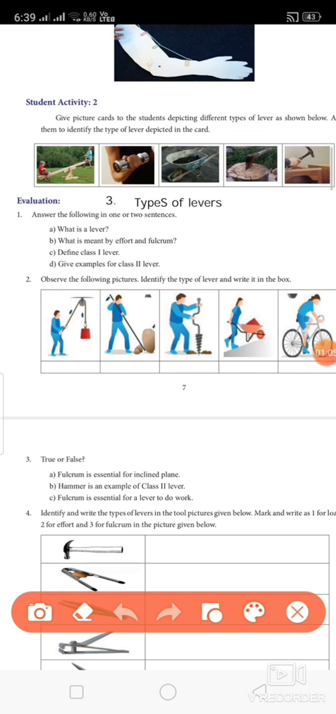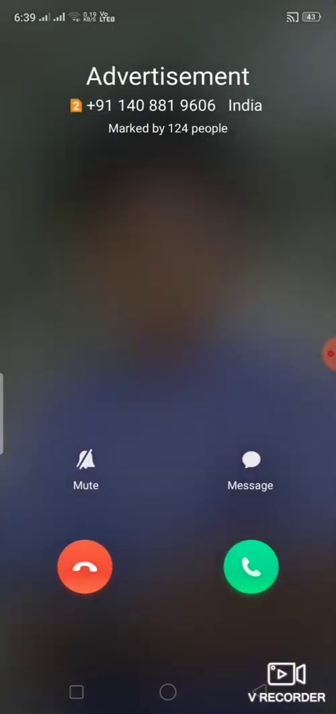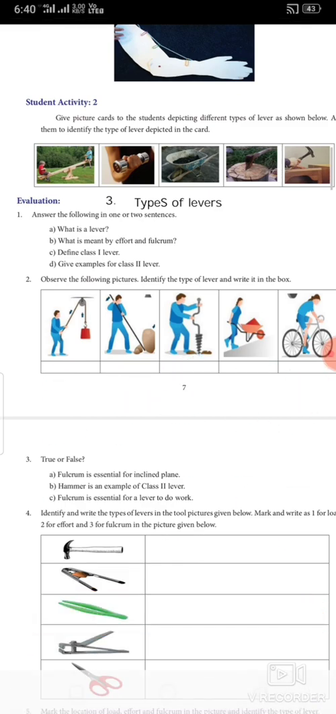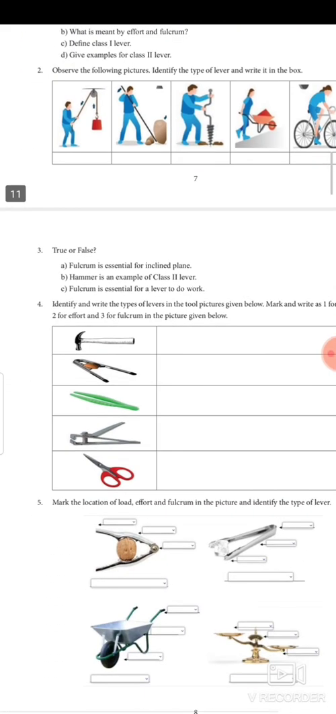The first picture is type 1 lever. The second picture is also type 1 lever. The third picture is type 2 lever. The fourth one is an example for type 2 lever. And the fifth is also an example for type 2 lever. So these are all the answers. And next we need to see the third question. The third question is true or false.